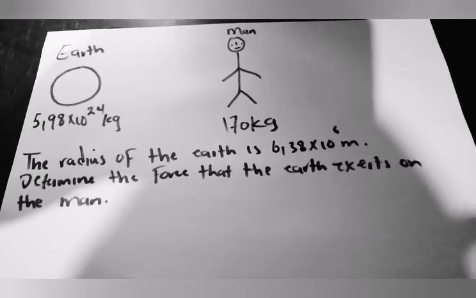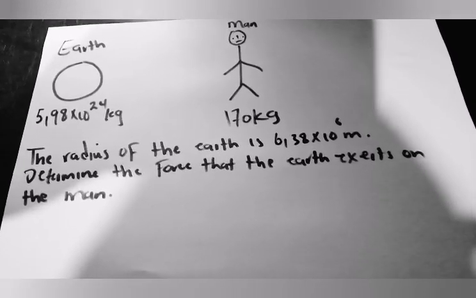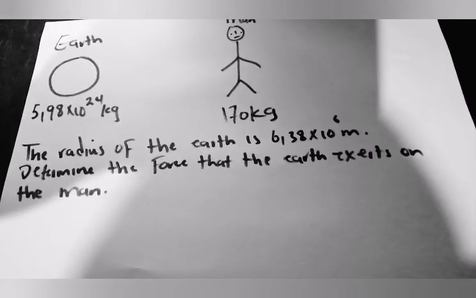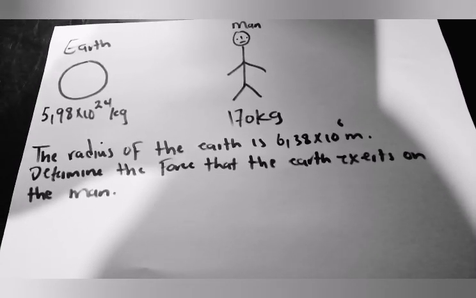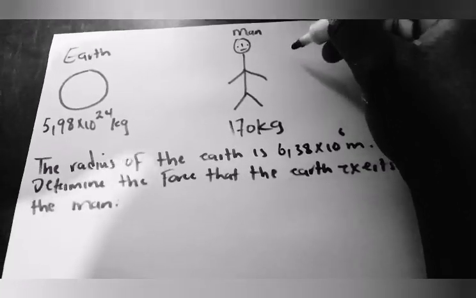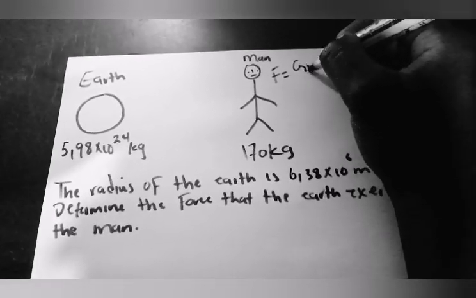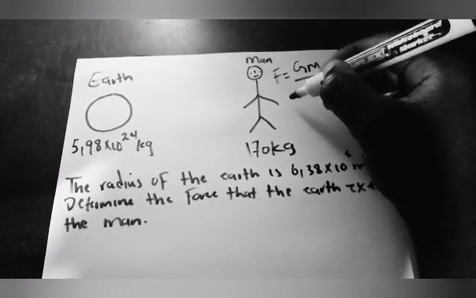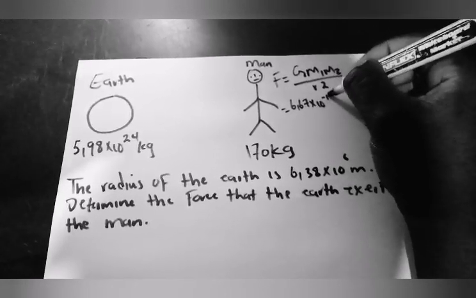Now you are given the earth and its mass, and that person there, your uncle, with the mass of 170 kg. Then they say the radius of the earth is 6.38 times 10 to the power 6 meters. Determine the force that the earth exerts on the man, on your uncle. So you are given your masses there in their SI units. So F equals G m1 m2 over r squared.